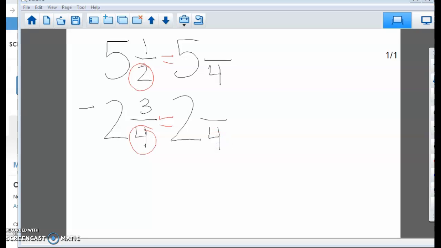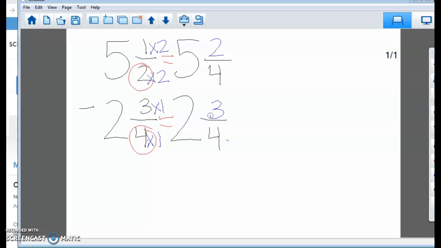Now I know that I have to be fair to fractions. How did I get from 2 to 4? Well, I multiplied by 2. If I'm being fair to fractions, I'll multiply the numerator by 2. How did I get from 4 to 4? I multiplied by 1. Be fair to fractions, 3 times 1 is 3.